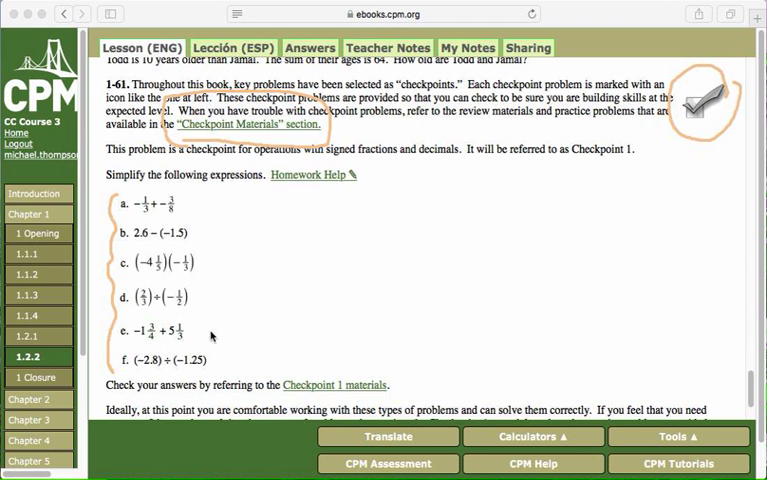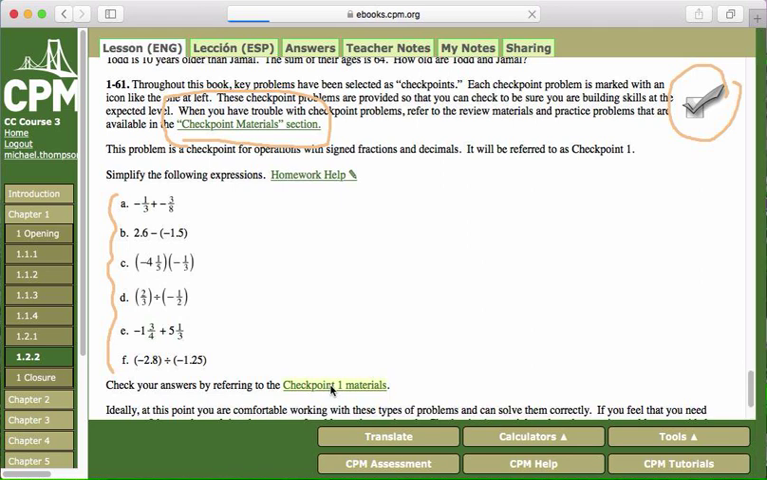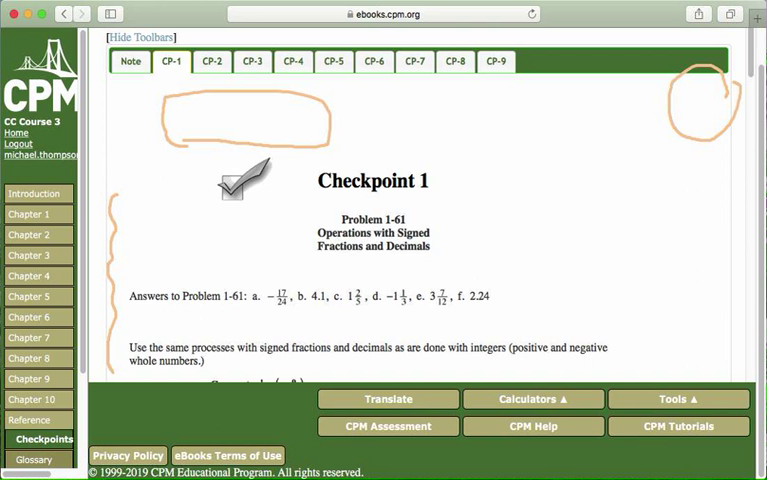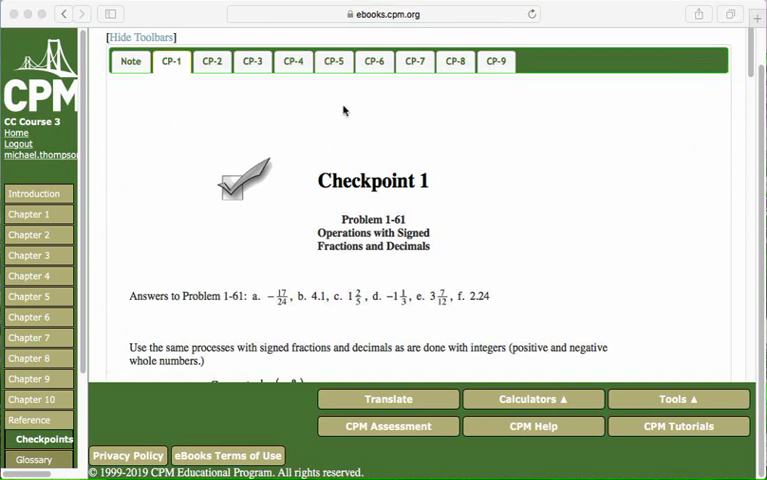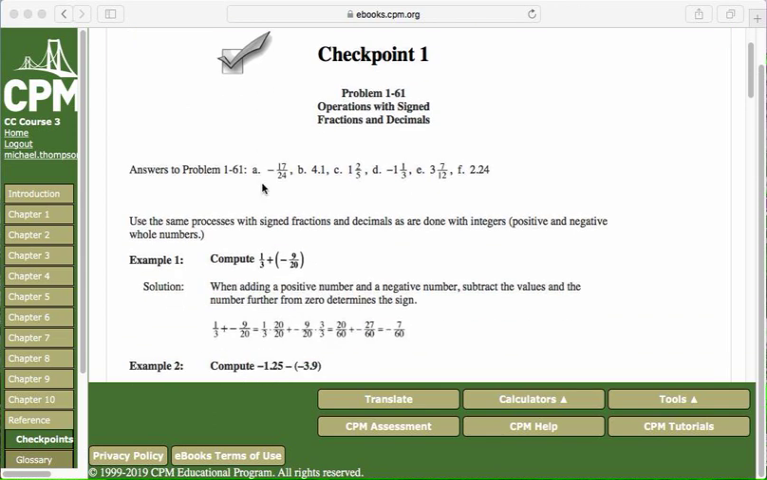So when you are working on this, it's really helpful to check your answers. And if you're really having a hard time, go to checkpoint materials. You click on this, and you are going to go now to the checkpoints. You can see this is what your book would look like on your iPad, and this is checkpoint 1. Here we have our answers. You can see the answers right here. And below are examples of how the answers were discovered, how they were computed.